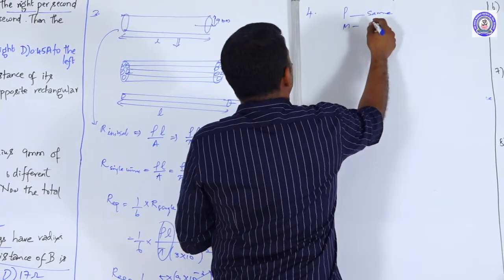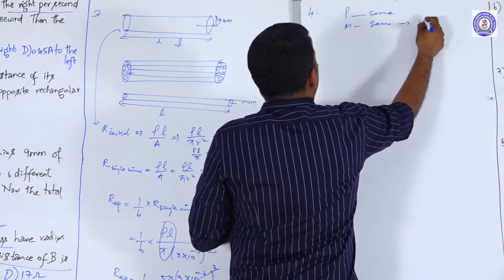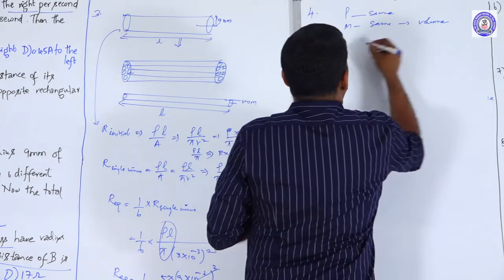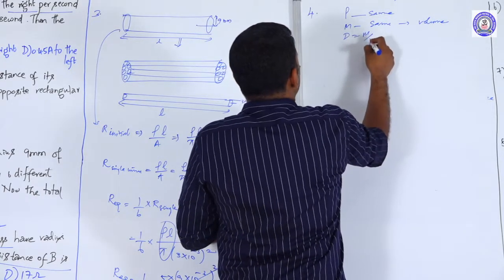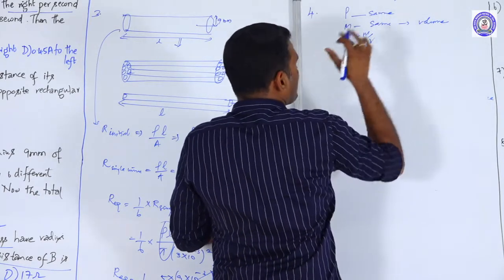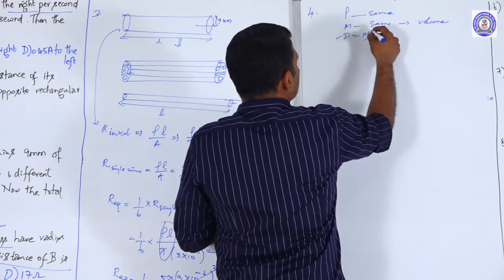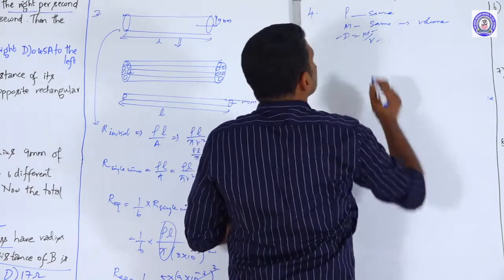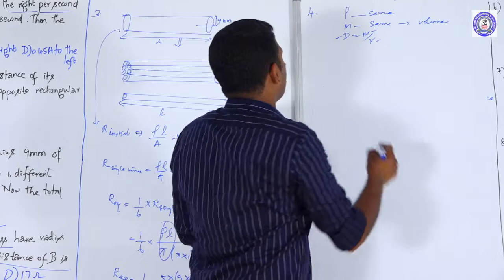Mass is also same. If mass is same, I can say volume is same, because density equals mass by volume. Volume of a given density is constant, mass is also same, so volume must be same.